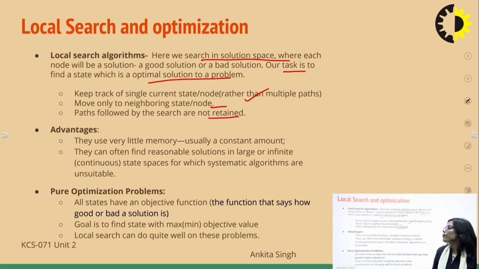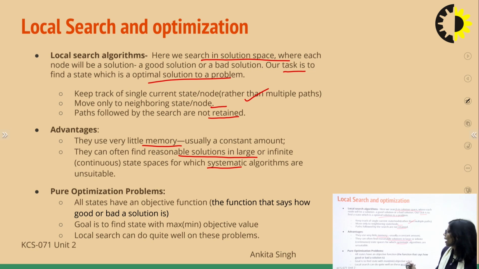We don't save the path. The advantage is that they use very little memory. Of course, we are using little memory. Why? Because we are not saving the path. In the BFS algorithm, we were saving the entire frontier of nodes in a queue or stack. But here we don't need a stack or queue. We just need to store the current node. They often find reasonable solutions in large or infinite state spaces for which systematic algorithms are unsuitable. The problems that we solve through local search algorithms are pure optimization problems.